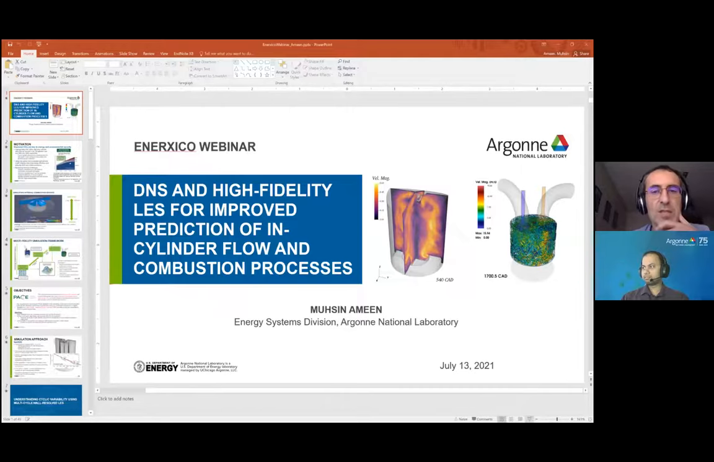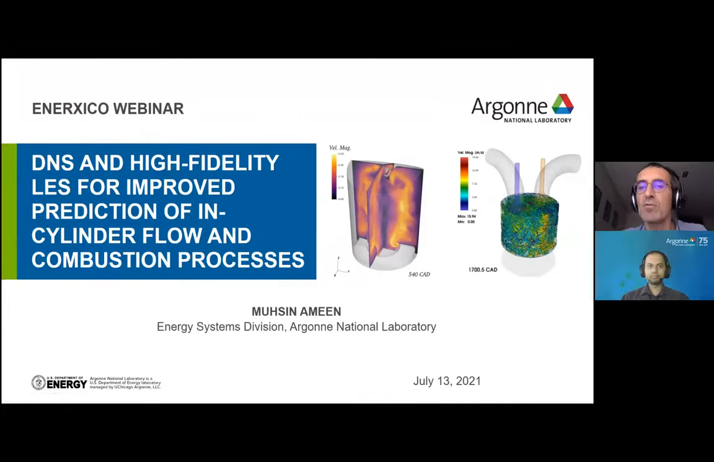I'd like to just make a small introduction. Mohsen Amin is a research scientist in the Center for Transportation Research in Argonne's Energy Systems Division. He has more than 10 years of experience in turbulent reacting flows, high order numerical methods, and high performance computing. He's currently leading the development of Nek5000, a high order spectral element code, to perform scalable simulations of internal combustion engines on upcoming exascale computing platforms. So Mohsen, the floor is yours.